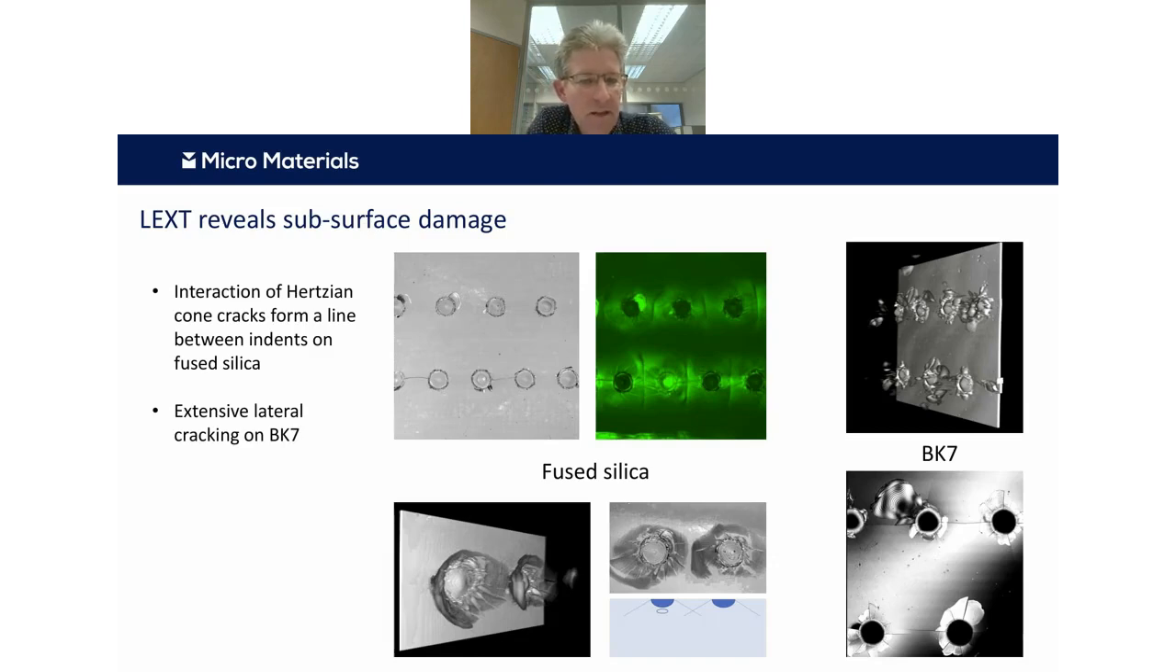And you can see that what appears to be happening is that it's the interaction of these Hertzian cone cracks that forms these apparent lines that you see subsurface. In contrast, there's extensive lateral cracking on the BK7 glass.